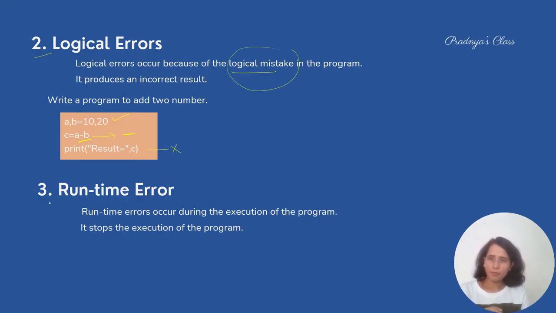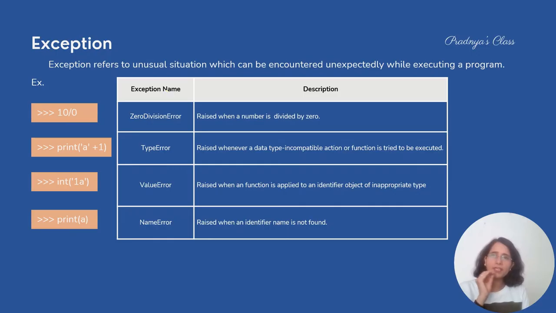The third type of error is runtime error. A runtime error occurs at runtime, meaning when we execute the program. When a runtime error occurs, it stops the execution of the program. Actually, a runtime error throws an exception. So what is this exception? Exceptions are unusual situations which can be encountered while executing the program, and they will stop the program abruptly in between the execution of the program.